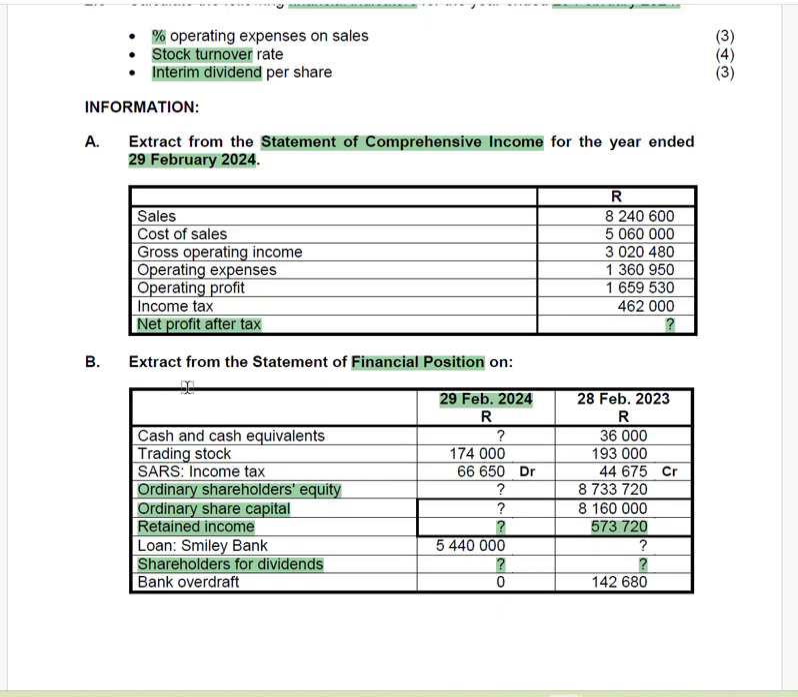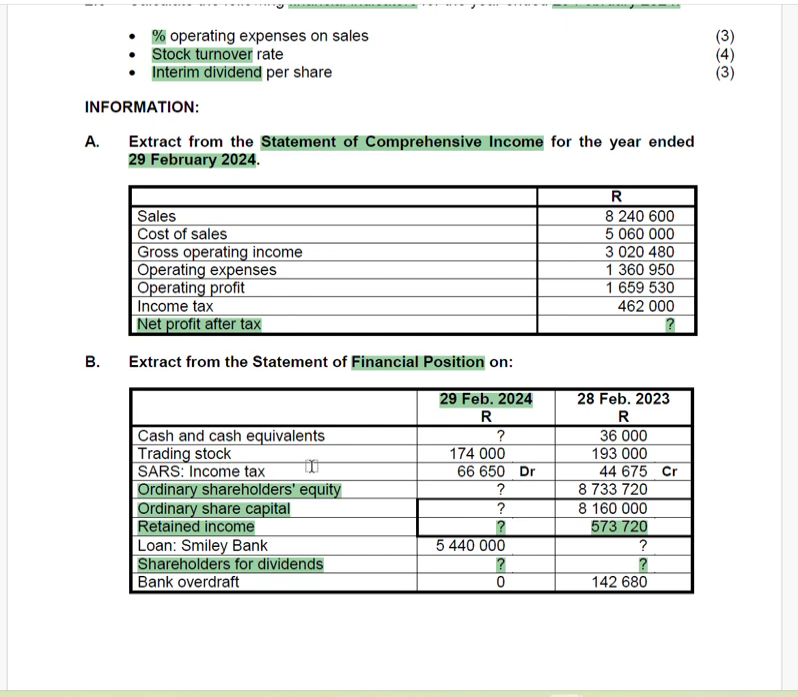Then moving to B, we are given the statement of financial position. For the statement of financial position, they've provided us two years: the previous year end as well as the current year end. The note we're preparing is for the current year end, which is 29 February 2024. Then we look at the information that we've been provided.